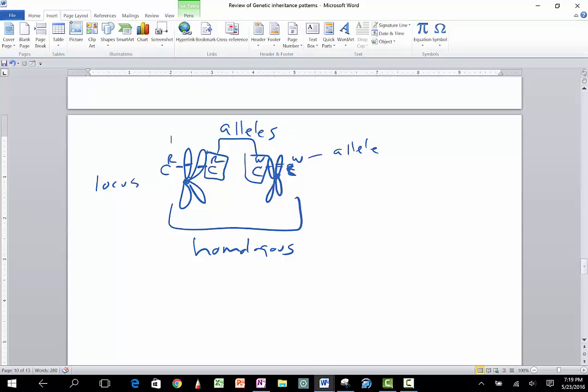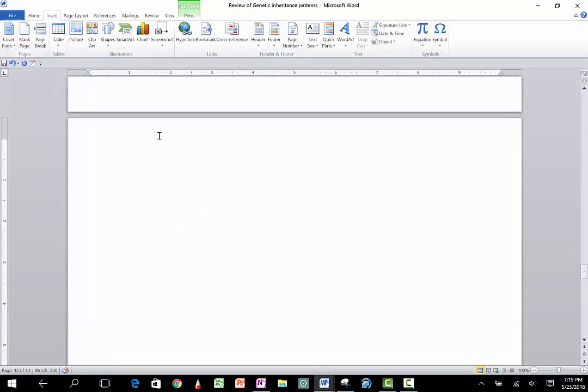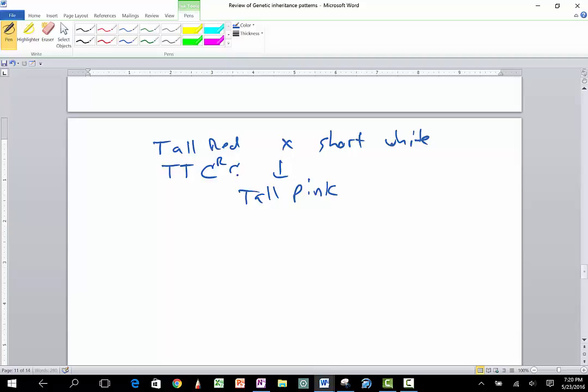Alright, so let's do another cross with that. Let's say we do a tall red plant crossed to a short white plant, and we get all tall and pink. So that tells us that tall is dominant, and from before, using the same alleles, we get this. So this guy is heterozygous, and this guy is heterozygous.